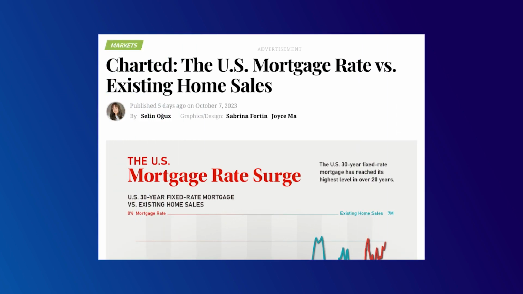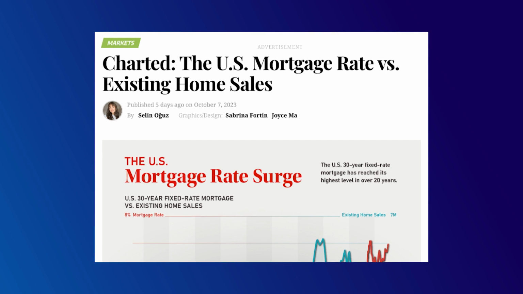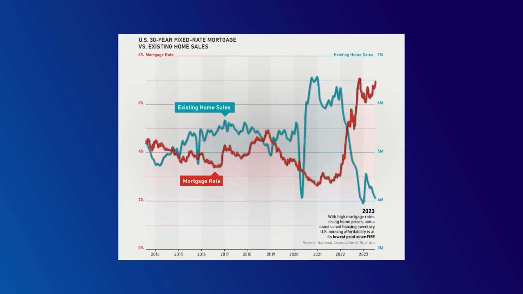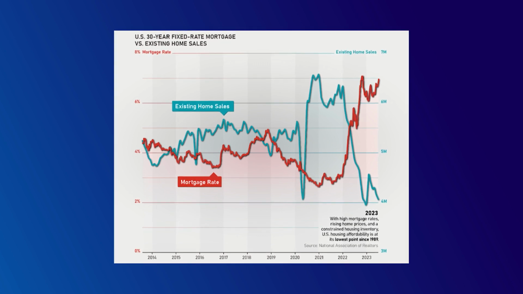But the first thing that we're going to look at from this article is the mortgage rate surge. It's going to show the difference between existing home sales and the average mortgage rate over time. It goes from only 2016 to the present. But it's super interesting to look at how those things are close together, and then there are these huge spreads starting with COVID.